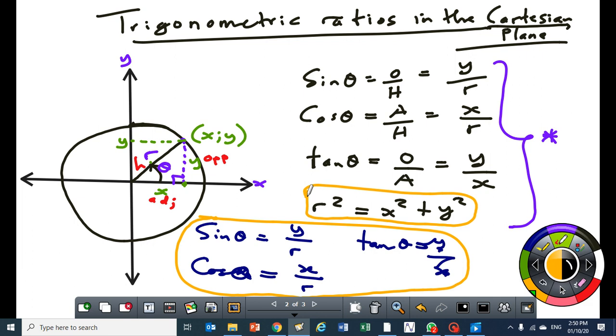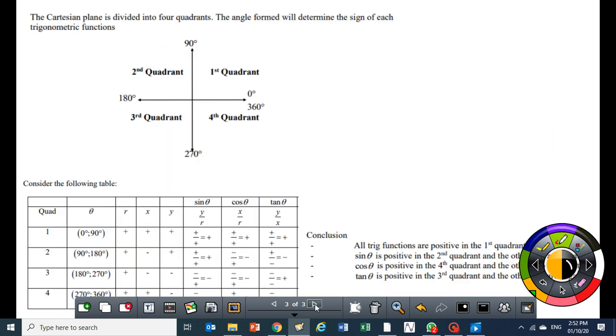Here, I was just introducing and relating the Cartesian plane to trig ratios. So we need to know that r squared is equal to x squared plus y squared, theorem of Pythagoras. Sine theta is equal to y over r, tan theta is equal to y over x, and cosine of theta is equal to x over r. So this is very important and geometric, and you just have to remember that.